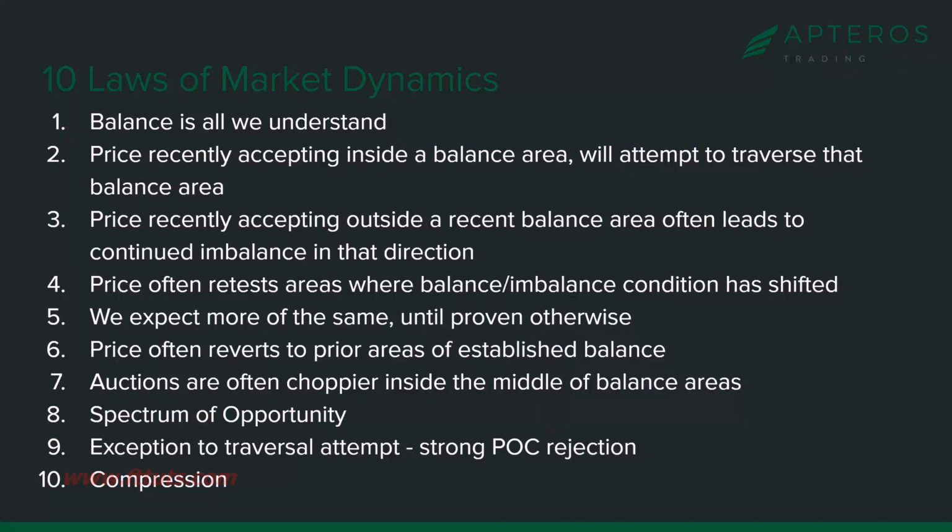Number nine, there is an exception to the traversal attempt, right? What number was that? Number two. There's an exception, which has its own law. It happened today. And that's where you get a strong point of control rejection. You get a really strong reaction from the point of control. It can negate law two. And number ten, our good old law ten, compression, which we'll get into.